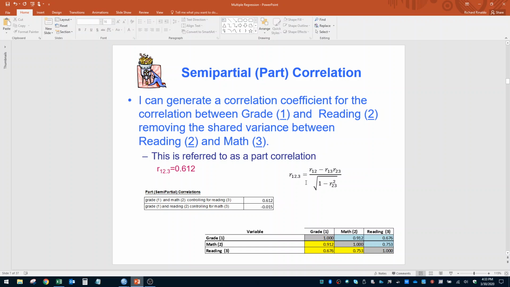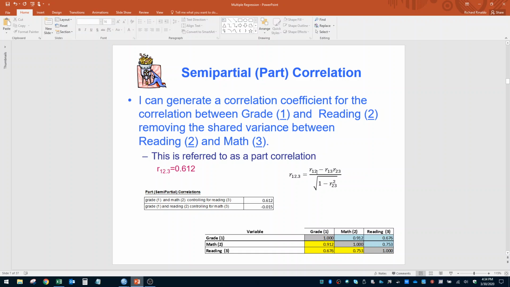So if I look here, the calculation for the semi-partial or part correlation, I'm using 1 and 2. So variable 1 is grade, variable 2 is math. So what is the shared variance between grade and math, partialling out the influence of reading? So that's that D. What is uniquely math that predicts grade?